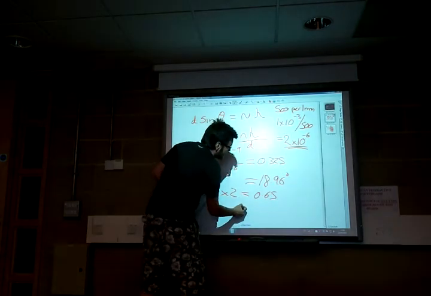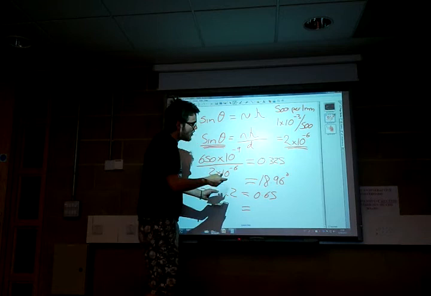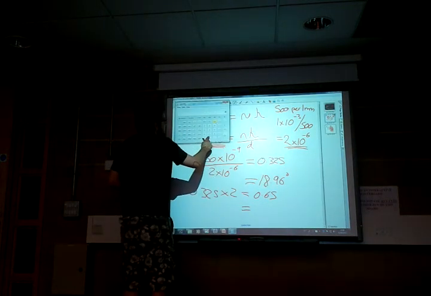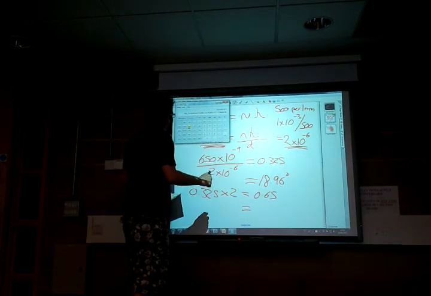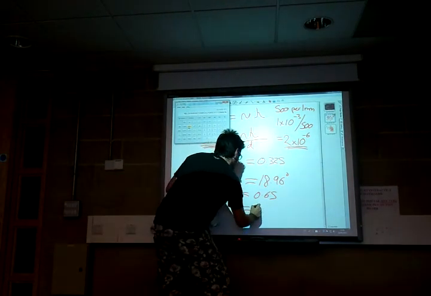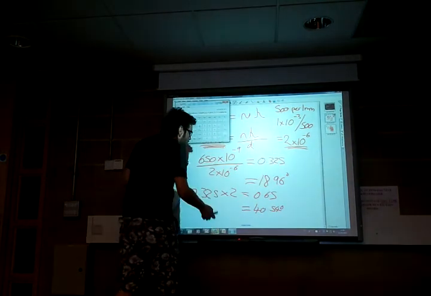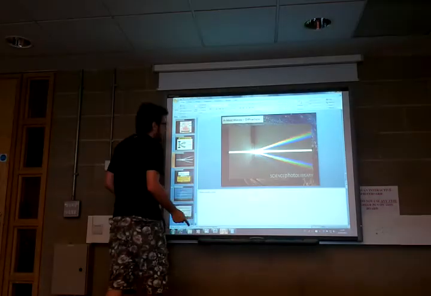So again, that is still the sine of the angle that we're looking for, so I need to inverse that. If I take 0.65 and I inversely sine it, then that gives me an angle of 40.54 degrees. So 40.54 degrees is where we would find our second order of light.